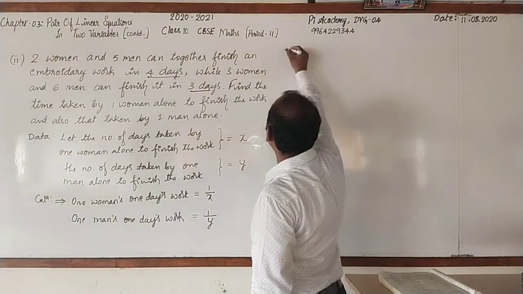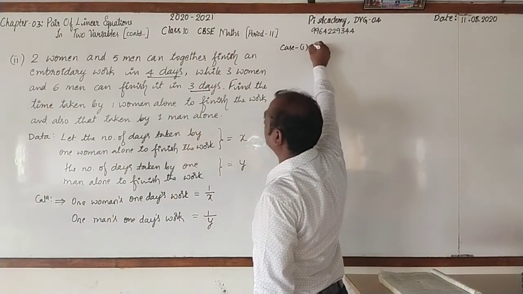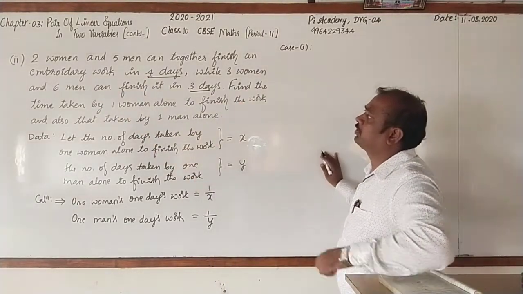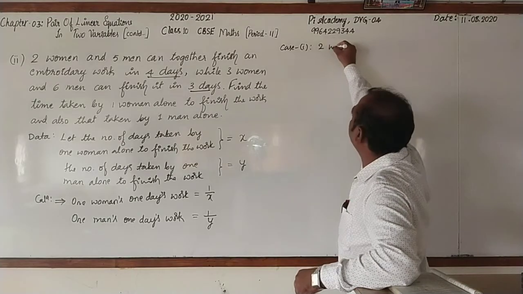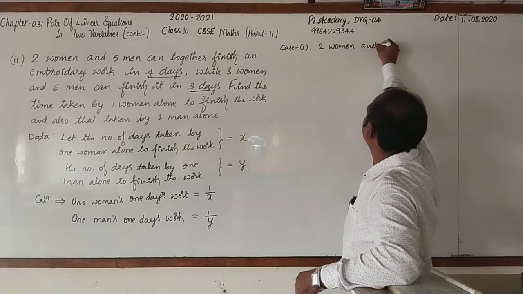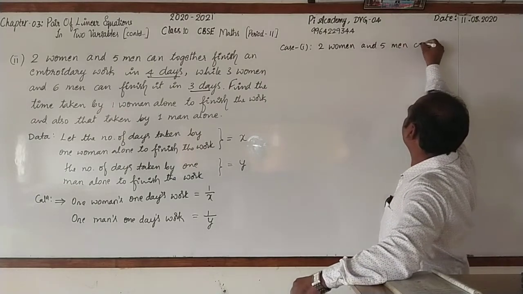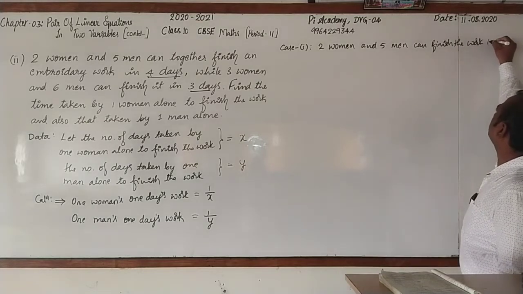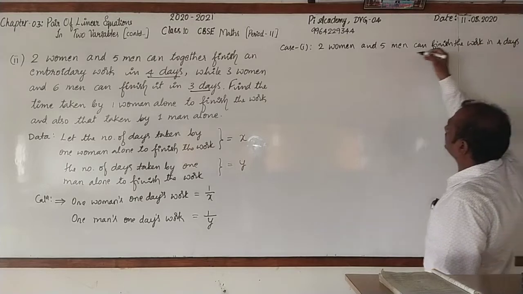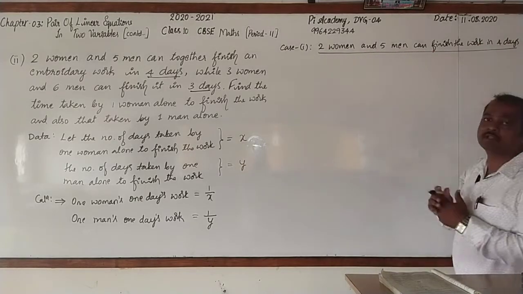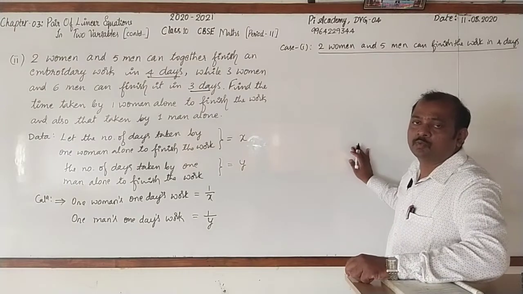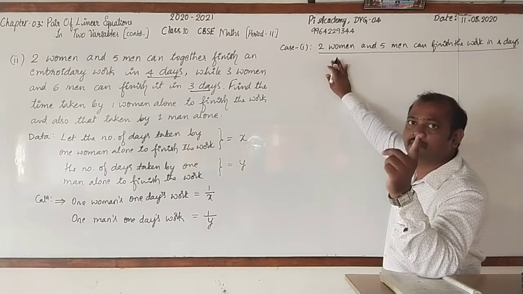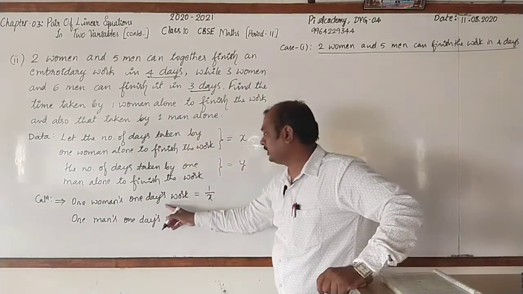Here they have given 2 cases. Let's go for taking both the cases. Case 1. What is that? Please write with me. 2 women and 5 men can finish the work in 4 days, right? This is the statement. Just we are going to consider for 1 day's work. What amount of work is to be done by 2 women in 1 day? See, 1 woman's 1 day's work is 1 by X.